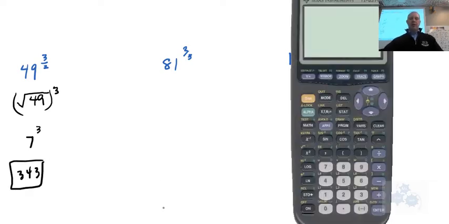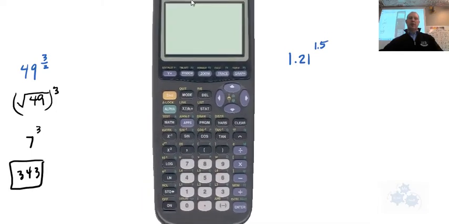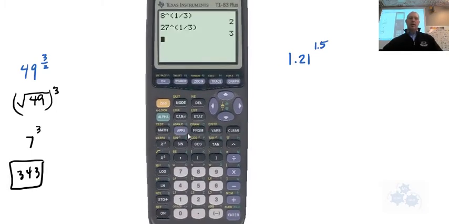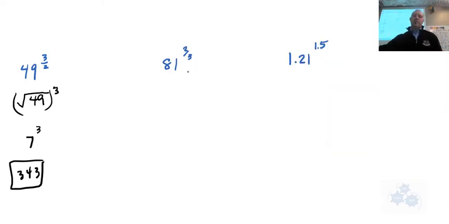Okay? Now let's just check this before we go too much further, because I can see that some of you maybe aren't believing me. So 49 to the power of, let's say, 3 over 2. Look at that. 343. Now we showed all the steps. Okay? The calculator did all those steps at once, gave you the answer. So you can always check on your calculator.